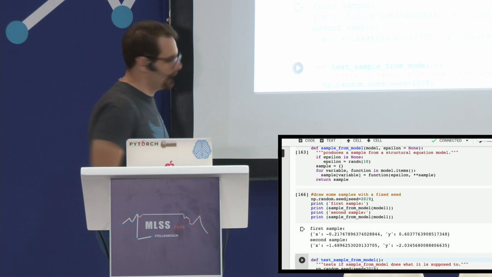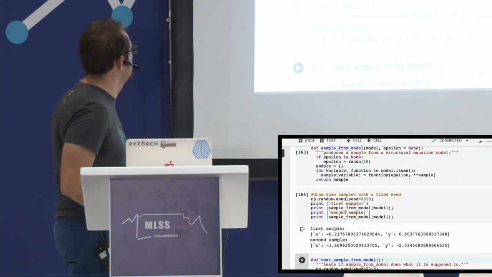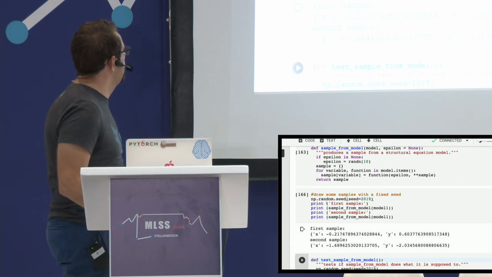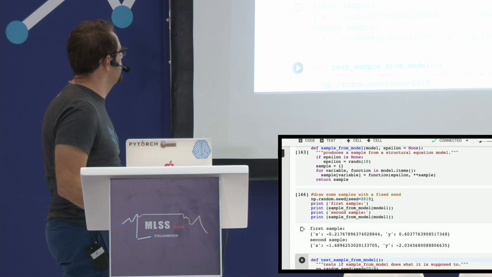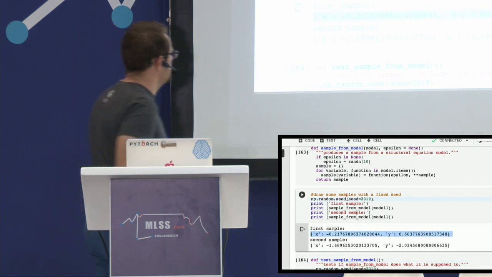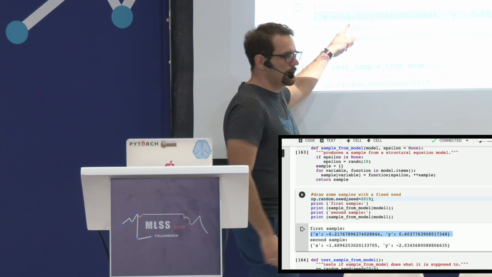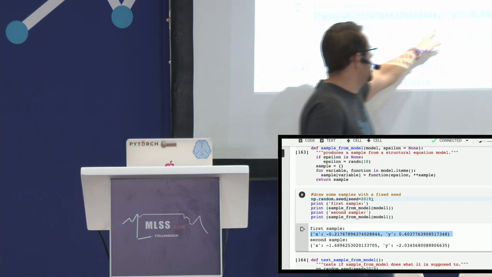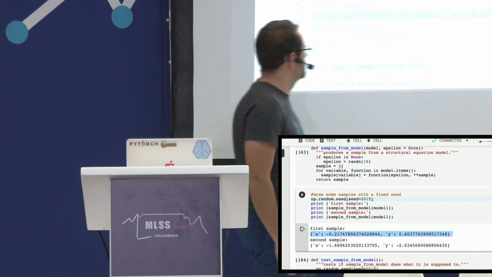I fix the random seed to 2019, and then I say first sample, and then I print a sample from this model, and second sample, print a sample from this model. So each of these samples is going to look like this. It maps X to its instantiated value 0.21 and Y to its instantiated value 0.60.